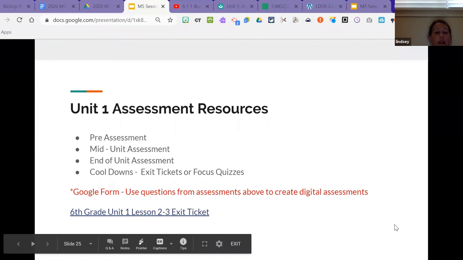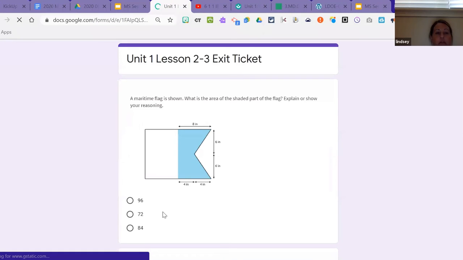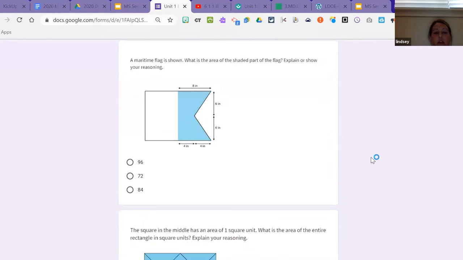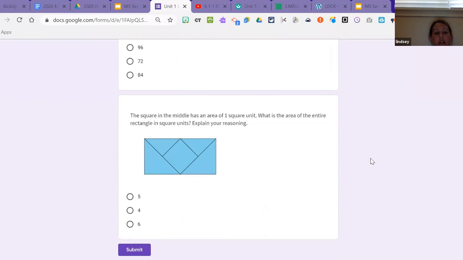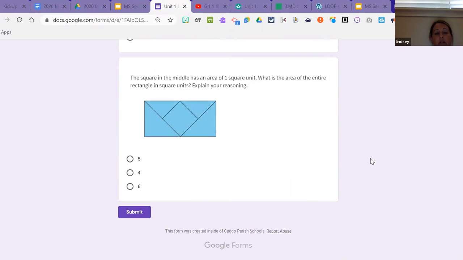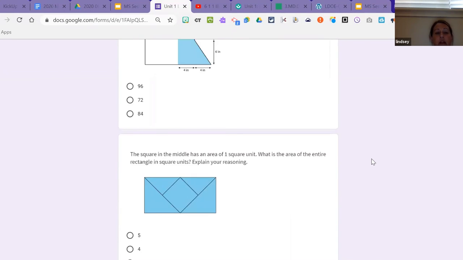And so if you'll click on the exit ticket, you can kind of see what it looks like. So this was my exit ticket for Unit 1, Lesson 2 and 3. And I typically do multiple choice and fill in the blank just because the computer grades it. And sometimes it's just a couple questions, and it just helps me to quickly assess what the students know and what they don't know.